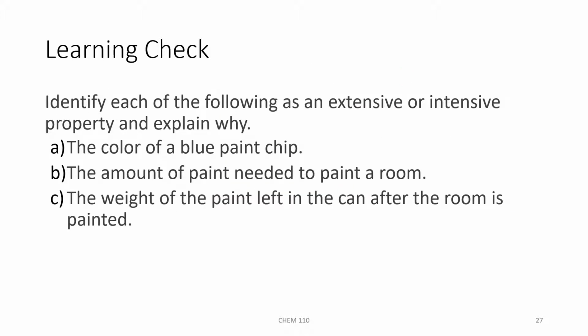Lastly, identify each of the following as an extensive or intensive property and explain why. The color of a blue paint chip, the amount of paint needed to paint a room, the weight of the paint left in the can after the room is painted.